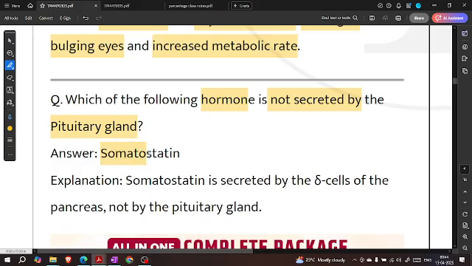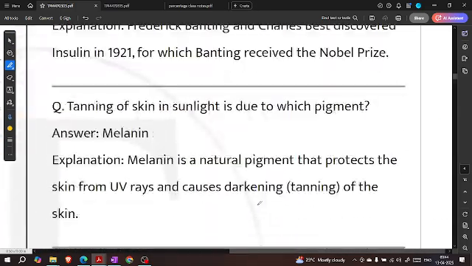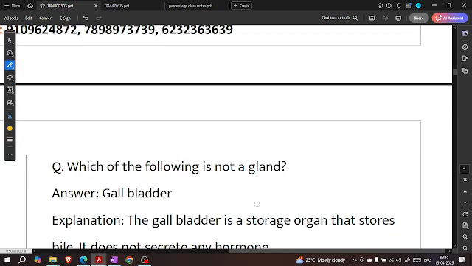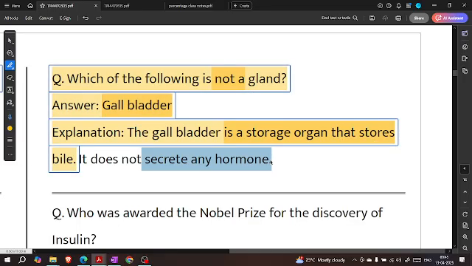Somatostatin. Somatostatin is secreted by the delta cells of the pancreas, not by the pituitary gland. Which of the following is not a gland? Gallbladder. The gallbladder is a storage organ that stores bile. It does not secrete any hormone.